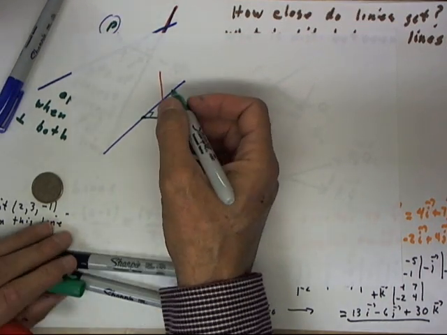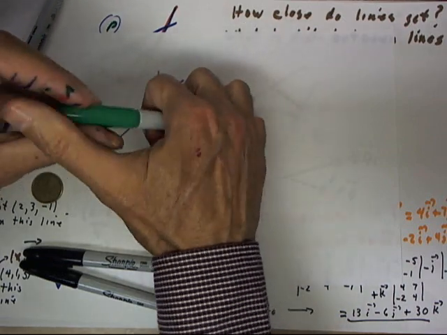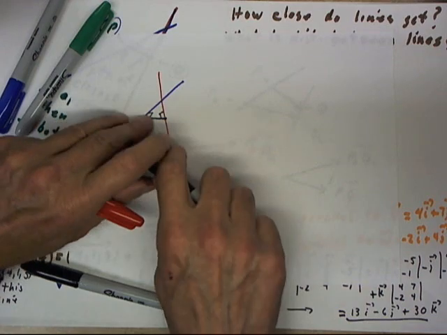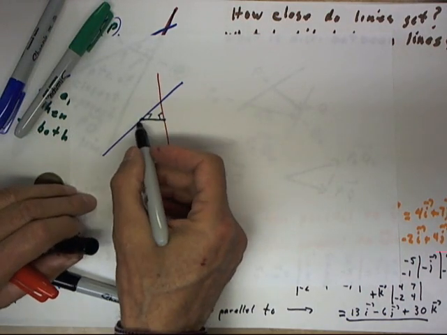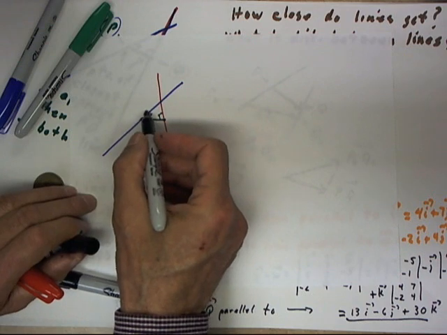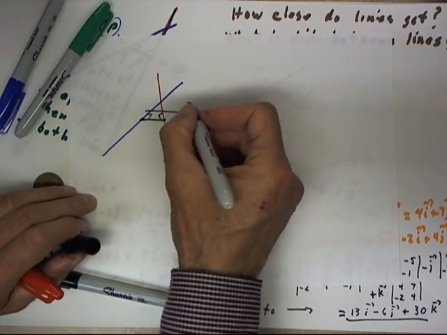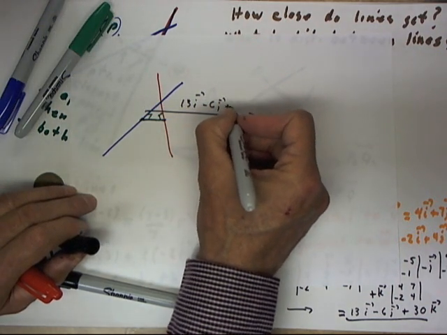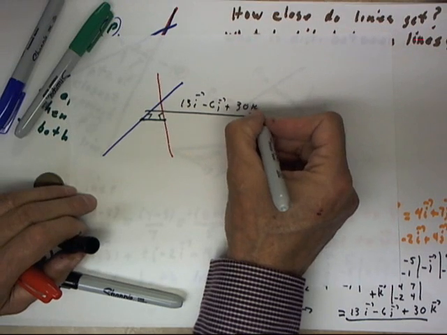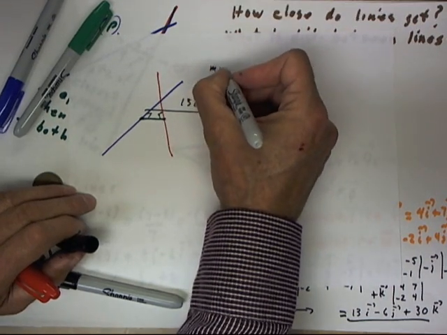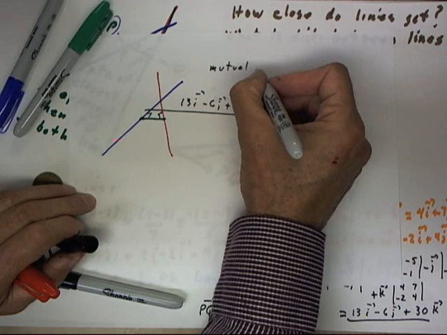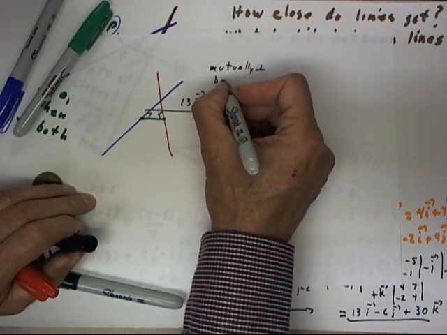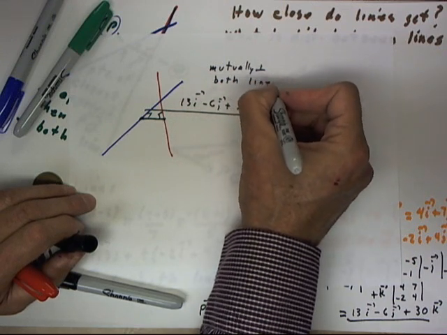joining these 2 points. And we've just calculated the cross product of a vector parallel to this line and determined that that cross product is 13i minus 6j plus 30k, and that's the mutual perpendicular. Say that's mutually perpendicular to both lines.